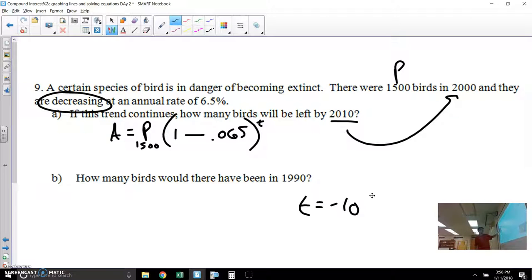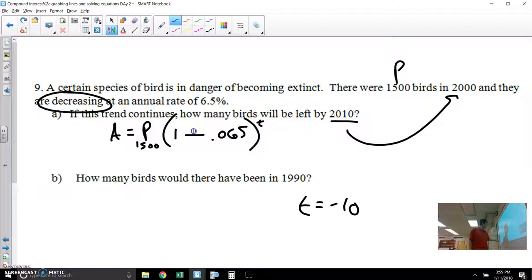Decreasing means that I would not use a plus. Okay, I'm not using the 1 plus anymore. I'm wanting 1 minus. If you remember growth versus decay, when that number that you've got in parentheses is less than 1, overall you're going to go down. Okay, and so I want you to plug in all the information that you need. I plugged in some of it for you.